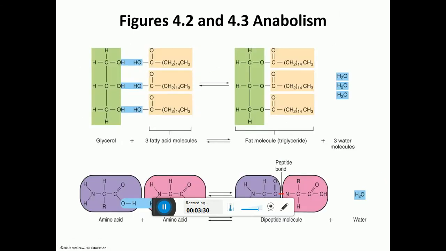These are just other examples of anabolic reactions. For example, you can take this example up here to make a triglyceride. So you have a glycerol molecule, and then you've removed these three water molecules so that these three fatty acids can attach. So now you have this bigger molecule of a triglyceride, and you've released the three water molecules.